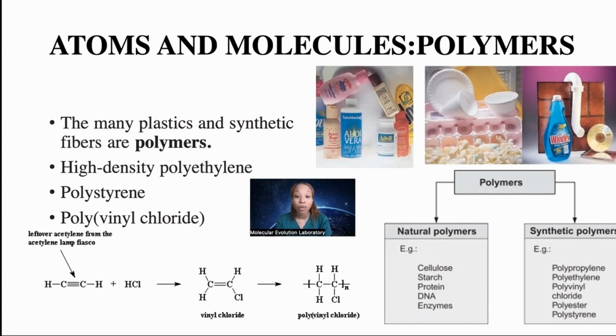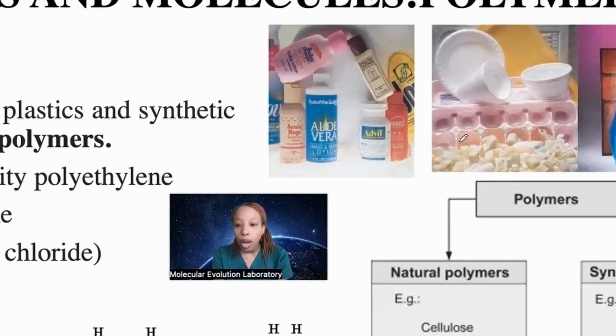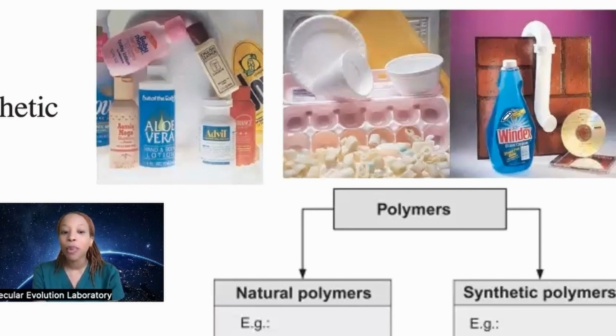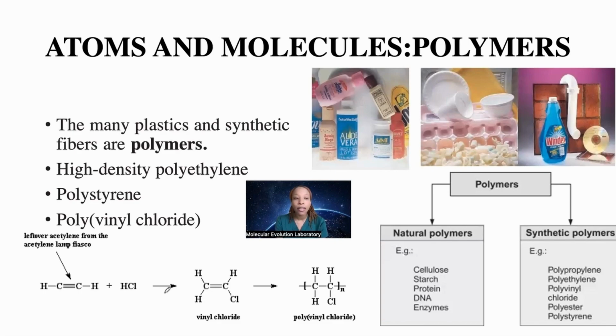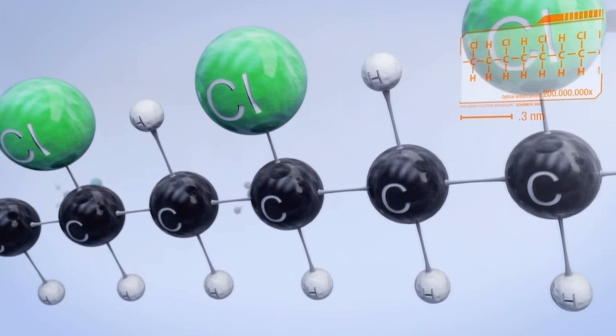We use polymers almost every day. Polymers can be in the natural form, or they can also be synthetic. Natural polymers include cellulose, starch, protein, DNA, enzymes. Synthetic polymers include polypropylene, polyethylene, polyvinyl chloride, polyesters, polystyrene. If you look at the pictures above, we have high-density polyethylene. We also have polystyrene as well as polyvinyl chloride, and you will eventually realize that polymers are made up mostly of carbon atoms as well as hydrogen atoms.